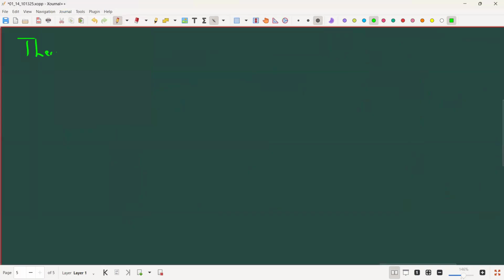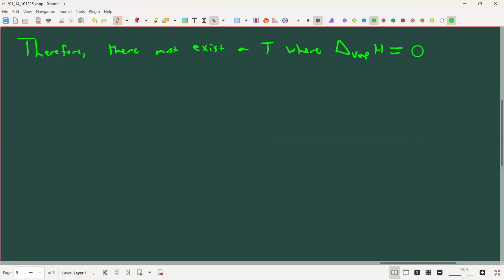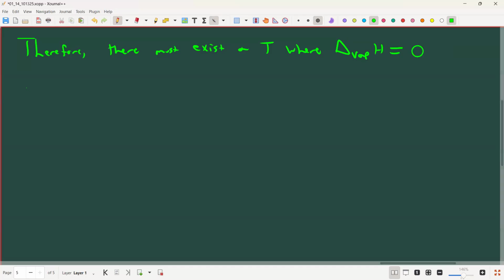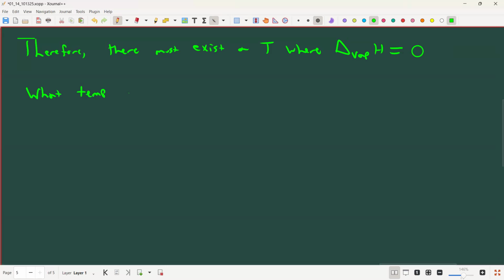Therefore, there must exist a temperature where the enthalpy of vaporization is zero. Now, where is that? Where does it happen for CO2?